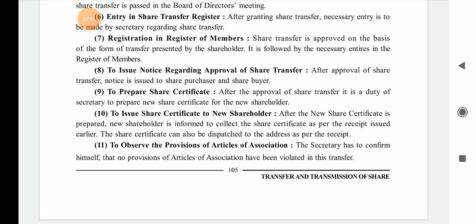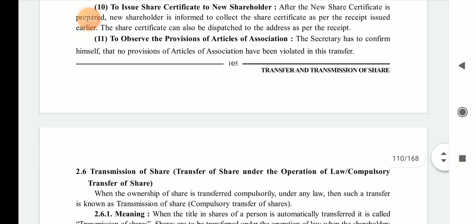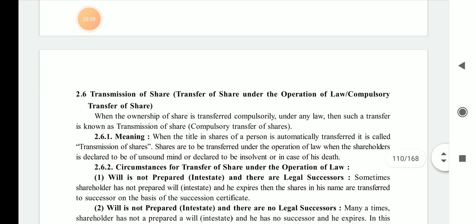So I request you all to kindly note down that the second topic is the circumstances for transfer of the share under the operation of law, which may be asked in a 3 or 4 mark question. If you have noted it, you will be able to be careful while your preparation is going on. See, if the information is not available at the time of preparation, you will not be able to be ready for your preparation as well as the examination.